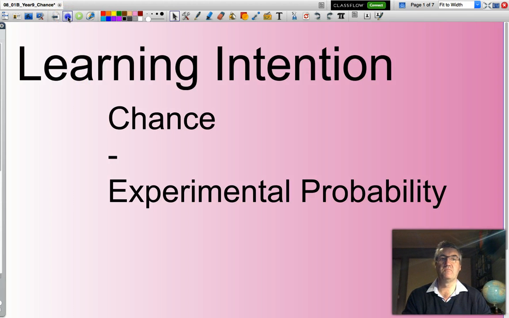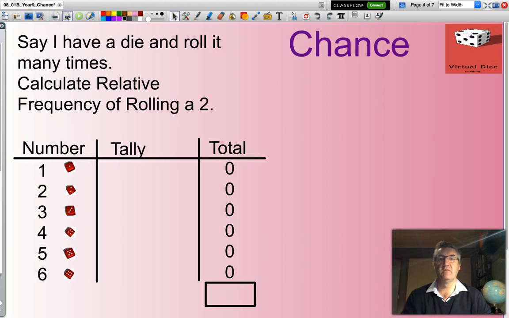So, consider this question here. Say I have a die, or say I roll a die and roll it many times. It really doesn't matter how many times. The more times, the better. And I wish to calculate the relative frequency of rolling a 2. In other words, what I'm trying to do is determine what will be the probability that the next roll will be a 2.